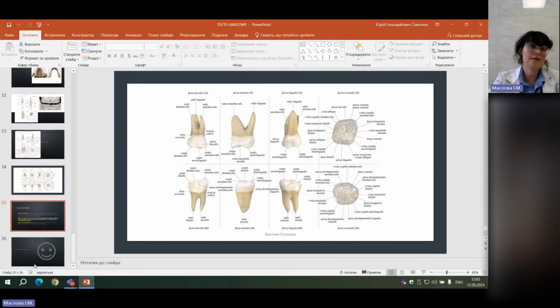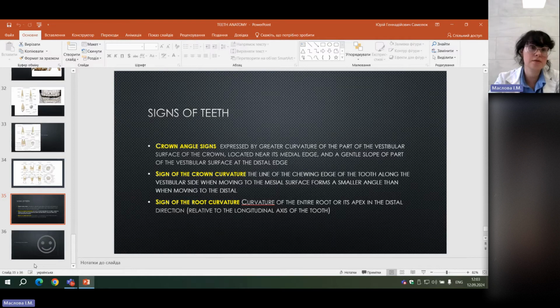If you don't have questions, I'll tell you about the main signs of teeth, and we can finish our lecture for today. Signs of teeth. There are three main signs of teeth: the signs of the crown, the curvature of the crown, and the sign of the root.